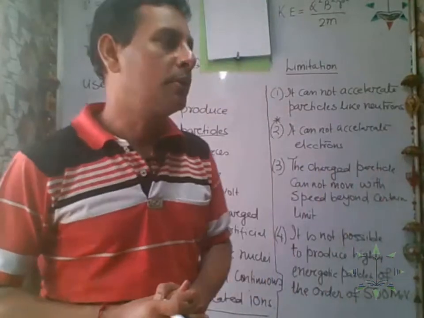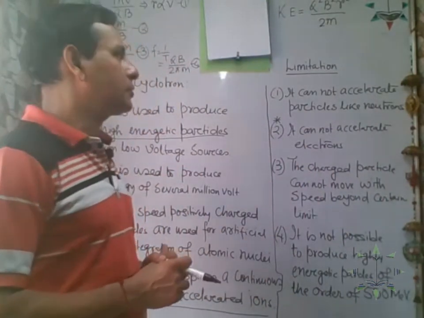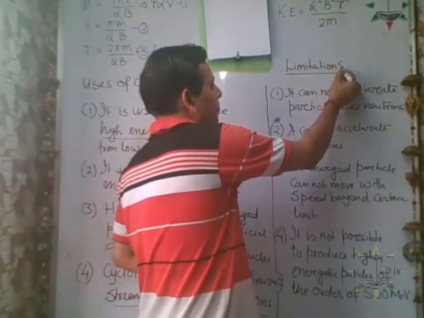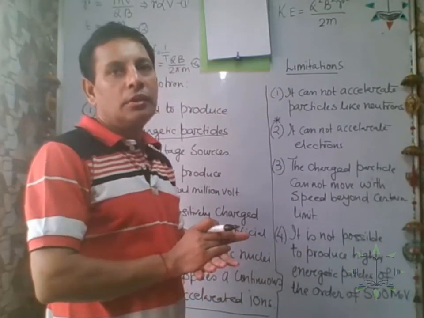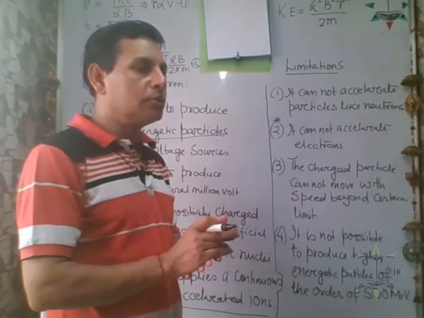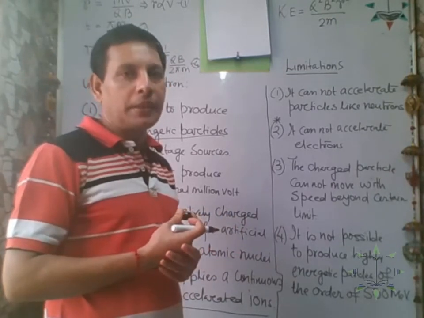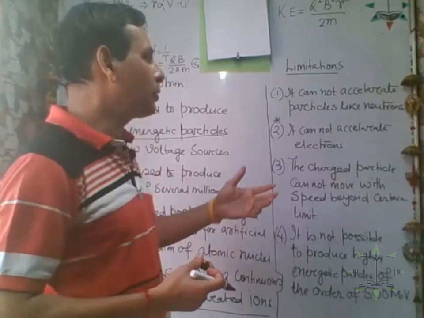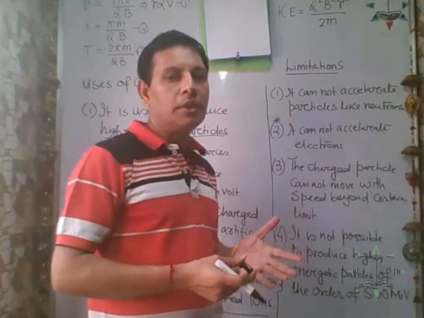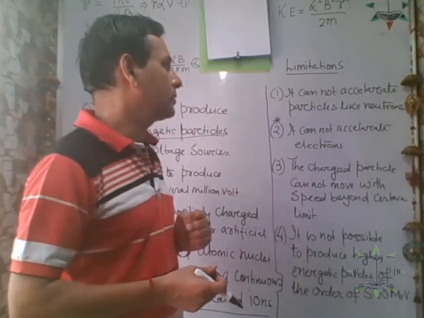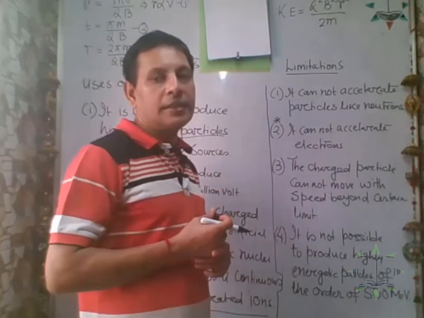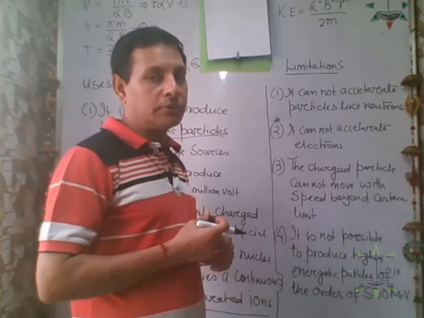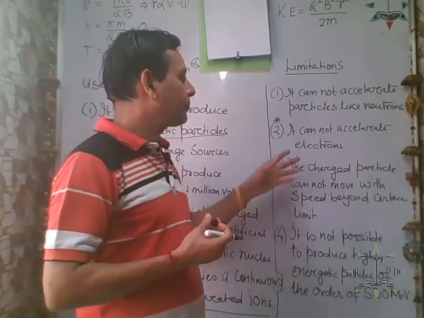Now let us come to the limitations of the cyclotron. What we cannot do with the cyclotron? We cannot use neutral particles to accelerate, like neutrons. It should be positively charged particles. So the cyclotron cannot be used to accelerate particles like neutrons, which are electrically neutral.